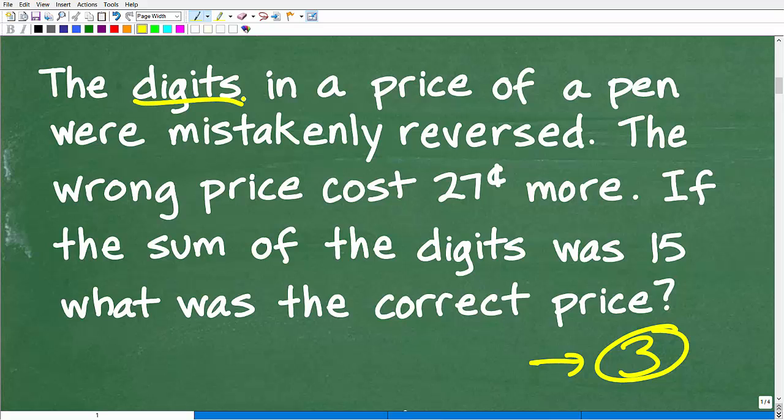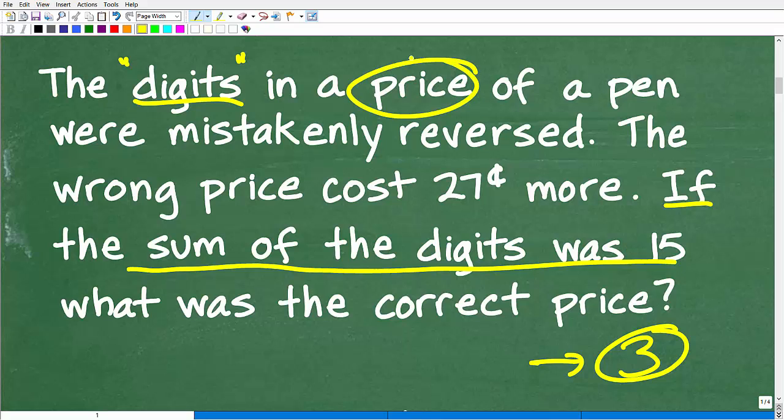Now, of course, we need to understand what the word digits mean, but we're going to take a closer look at digits in a second, digits of a number. So the price of this little pen was mistakenly reversed, and it's making the wrong price cost 27 cents more. Now we're told that the sum of the digits was 15, so what was the correct price? So what can we do here? Well, we're going to have to understand the price of an item and the respective digits of that price. So let's do a quick review, and then we can build a nice variable expression to represent the correct price and the wrong price.